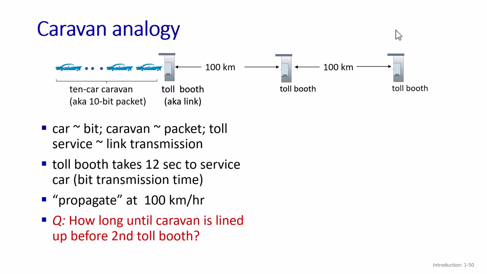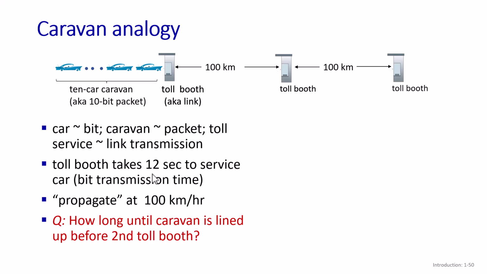Let's take a look at the concept of delay with a caravan analogy. Now, these are toll booths, and these are cars, and these are other toll booths. So these may be like packets in our network, and these may be our routers. Now, these cars are bits, so they are pieces of information, and the caravan is the packet. So in this particular example, we have a 10-car caravan, also known as 10-bit packets, and then these toll servers, which is the link transmission. So there is the toll booth, also may be considered as the link.